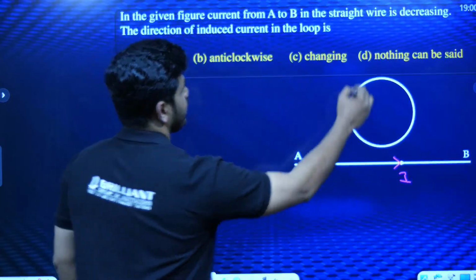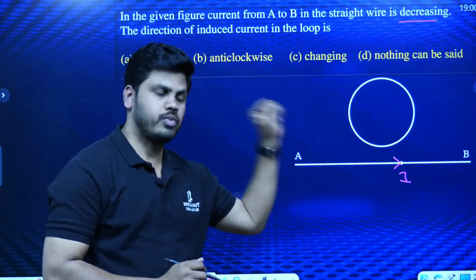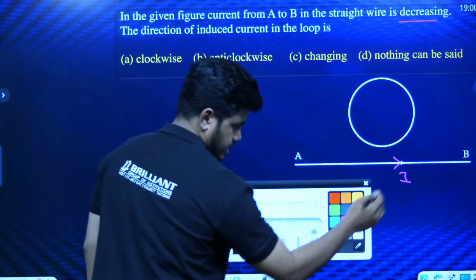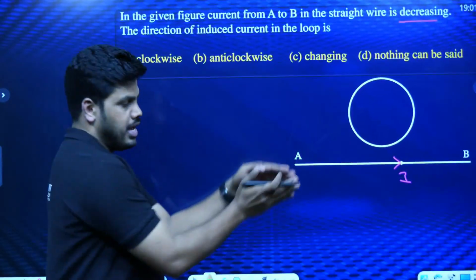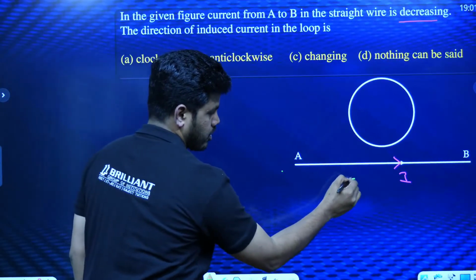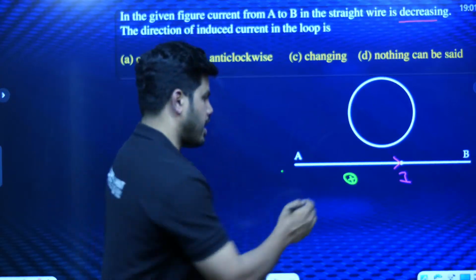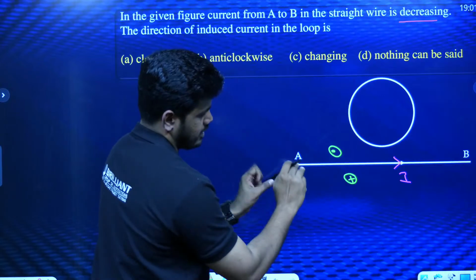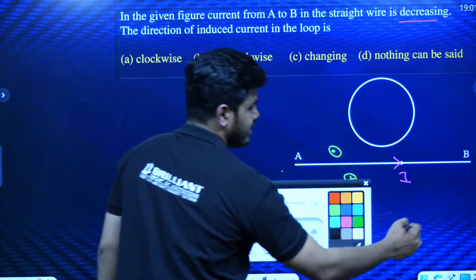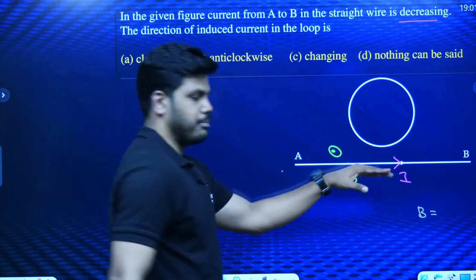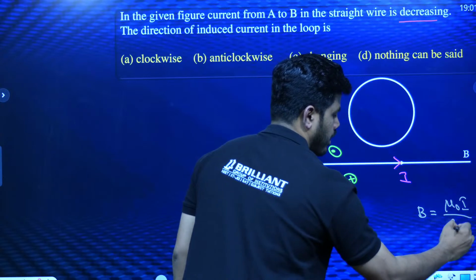Look at that current. That current is decreasing. It's a varying current. We know the direction of the magnetic field produced by a straight conductor. When you apply the right hand thumb rule, below the wire it is a cross, and above the wire it is a dot. That is how we found it. Now, the magnetic field produced by a straight conductor is equal to mu naught I by 2 pi r, right?